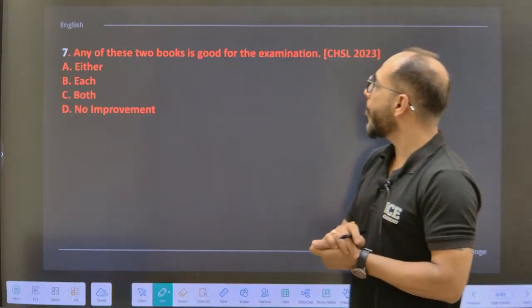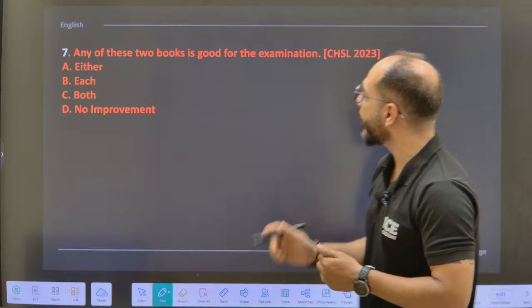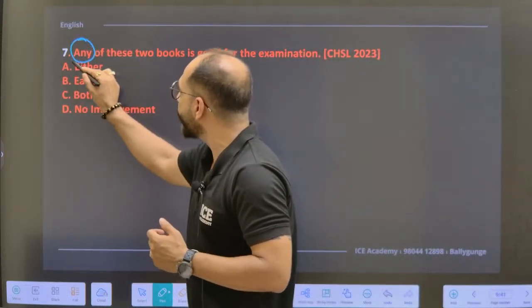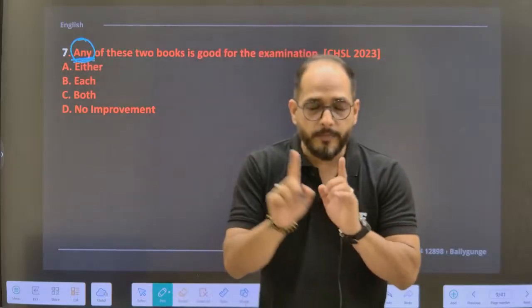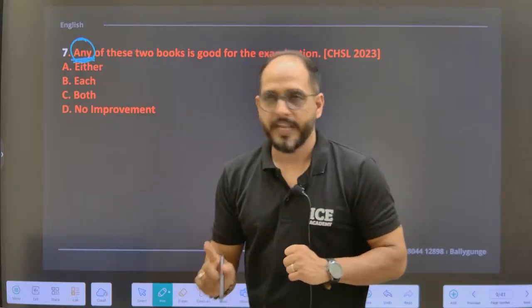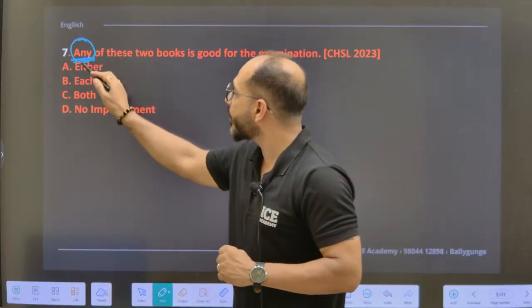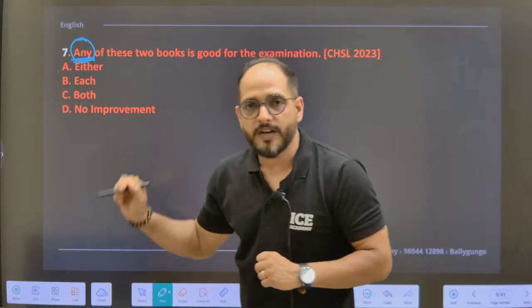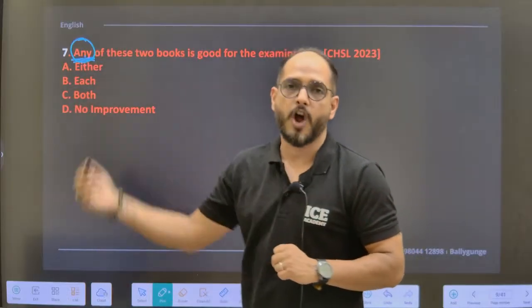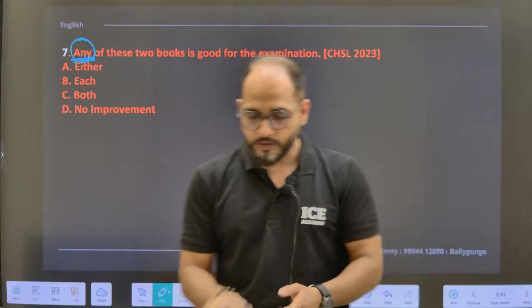Any of these two books is good for the examination. Now actually this is sentence improvement, and in this you need to choose whether "any" must be changed or not. It is not given in bold here, but this is the question, sentence improvement. Now you need to decide whether "any" should be changed or not. Now find the answer first.